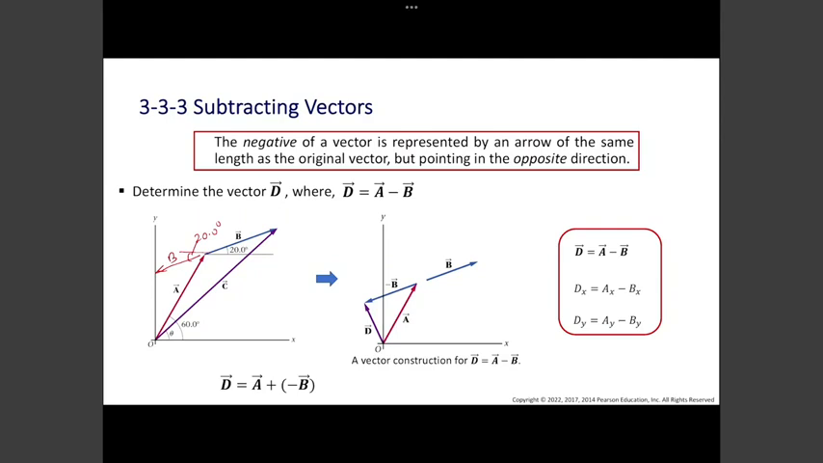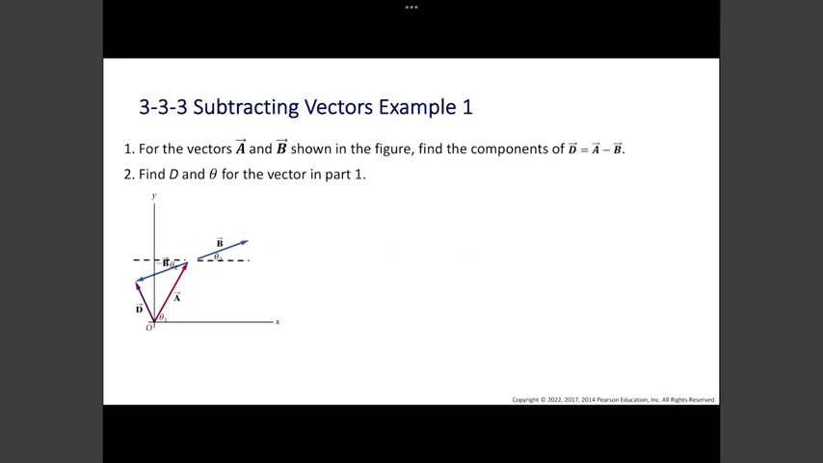Let's see a simple example of subtracting vectors. For the vectors A and B shown in this figure, we are asked to find the components of D, which is equal to A minus B, and find D and theta for the vector in part 1. Now we know the magnitudes of A and B and the direction angles. A is 5 meters, B is 4 meters, theta 1 is 60 degrees and theta 2 is 20 degrees. So all these values are given.